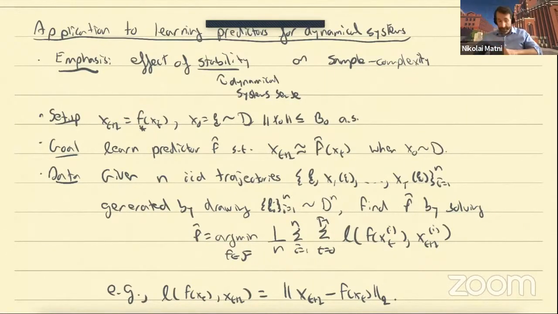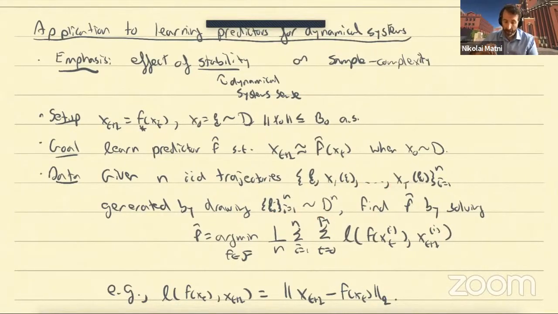The problem setup that we're going to study is I'm going to assume that I'm given n IID trajectories. So these are n different rollouts generated by drawing my initial conditions, n of them, from my distribution IID. I'm using this notation to denote that I started with my initial condition x0, and then x1 of c, et cetera, xt of c, evolving under this dynamical system.